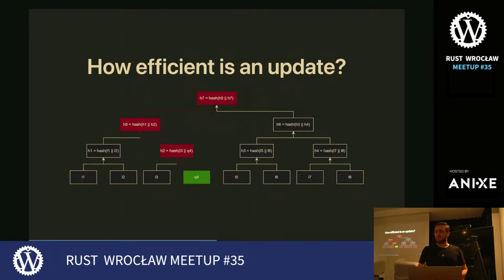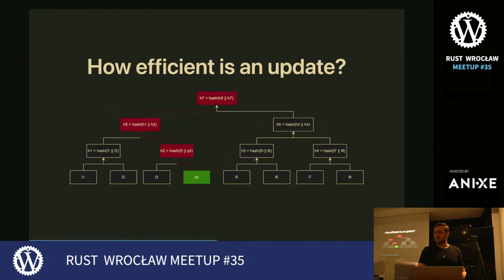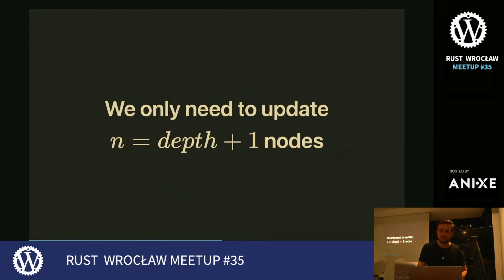So how efficient is an update? Well, we only need to update, in reality, depth plus 1 nodes, right? So if we do an update on Q4, this is a tree of depth 3, we only update Q4, H2, H5, and H7, giving us a total of 3 plus 1, depth plus 1 nodes. I don't have a proof that this is generic in every case for every depth, but I think it stands to reason, right?